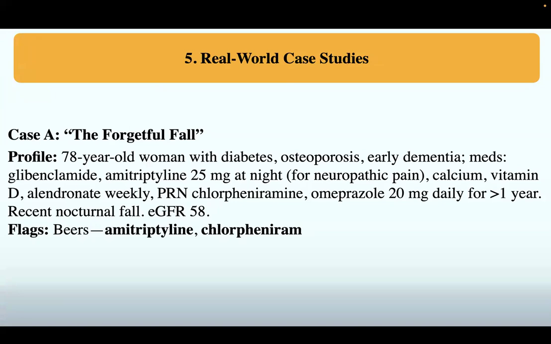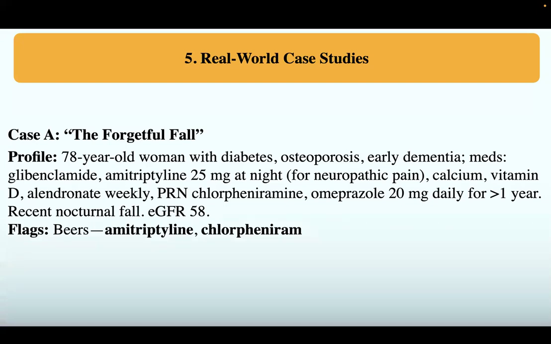There are three conditions in it. See which medicines are here: glibenclamide, then amitriptyline 25 mg at night for neuropathic pain, vitamin D, then weekly alendronate, and PRN chlorphenamine as needed, right? And omeprazole 20 mg daily for greater than 1 year. Please see the details. And a recent nocturnal fall, eGFR is 58.